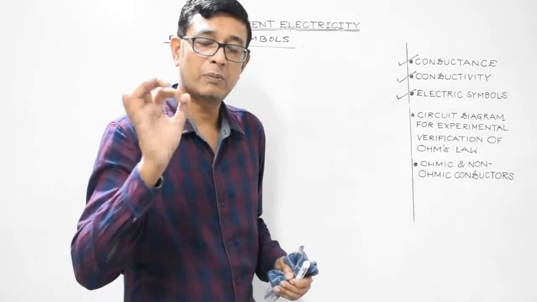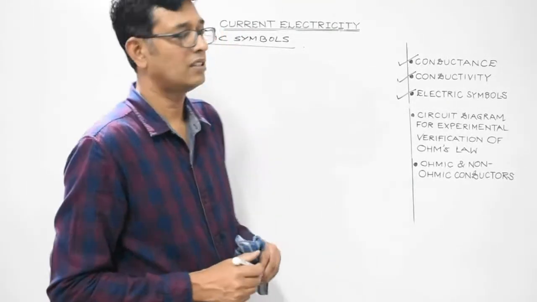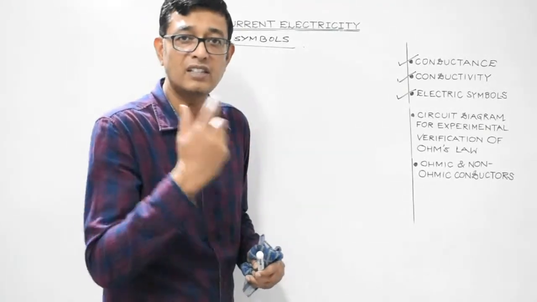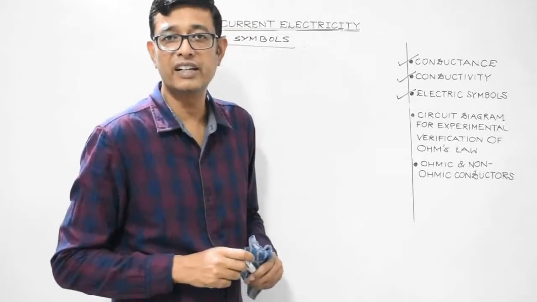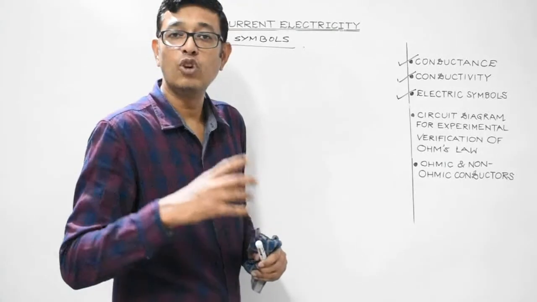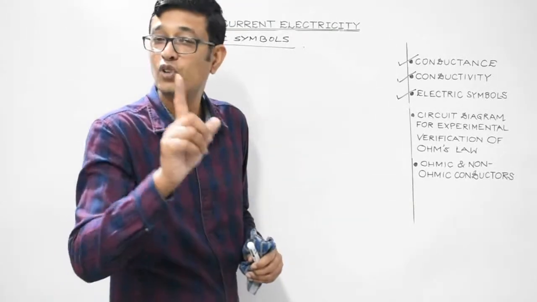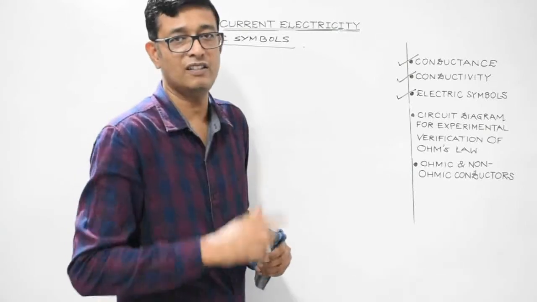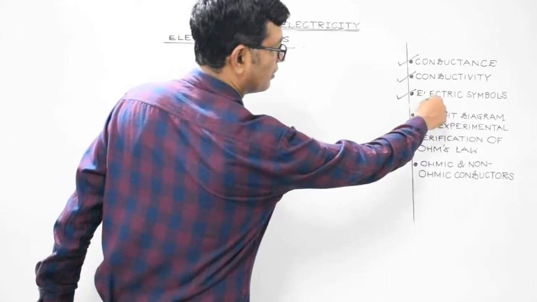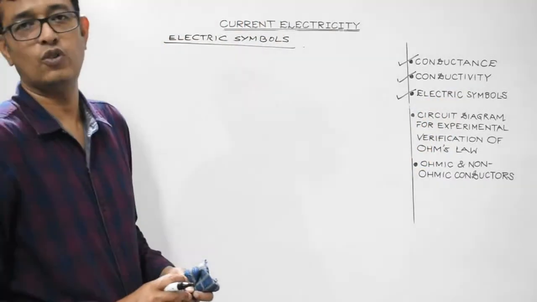But in order to experimentally verify Ohm's law, you need to know the circuit diagram, right? And as we have discussed, an ammeter is to be connected to measure the current so that you can note the reading of the current flowing through the circuit at any given instant of time. And then the voltmeter measures the potential difference across the ends of a conductor. It is always, students, connected in parallel, right? So we have completed the electric symbols. Now we will discuss the circuit diagram for experimental verification of Ohm's law.